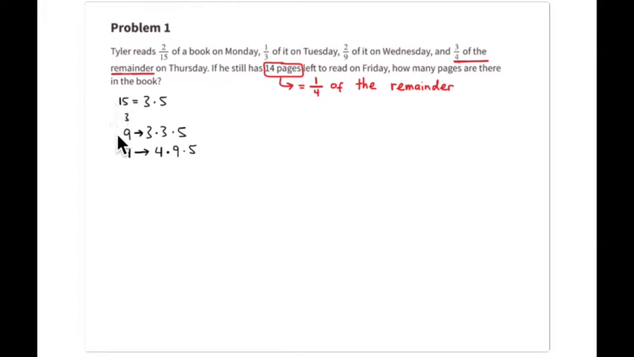This is using prime factorization to figure out the common multiple or the common denominator. They don't teach that anymore, but this is what we used to teach in 6th grade a lot. So anyway, the common denominator or common multiple of 15, 3, and 9 turns out to be 45. So 3 times 15 is 45, and 5 times 9 is 45, and 15 times 3 is 45.